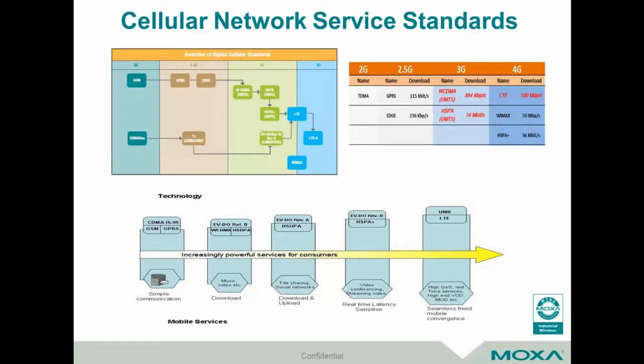So LTE is really the first true global standard where any device can work on any network around the world.